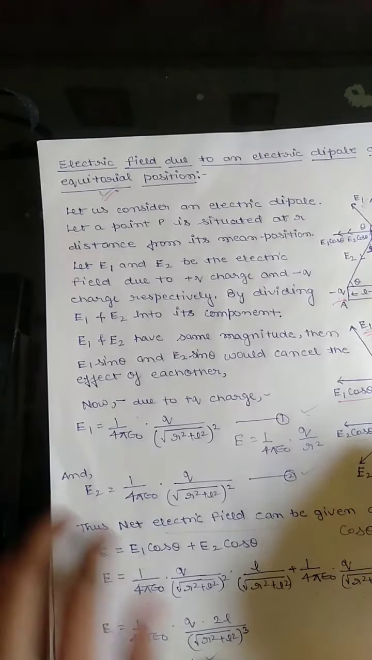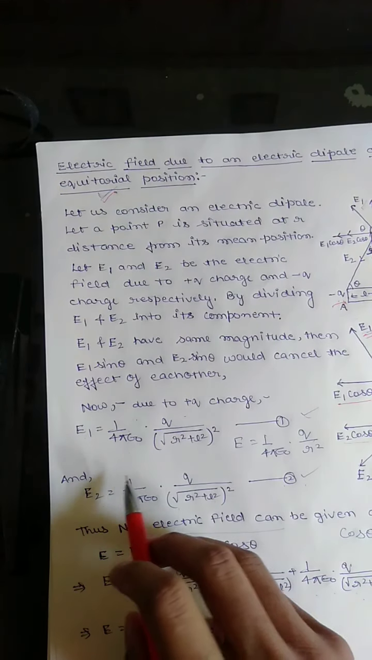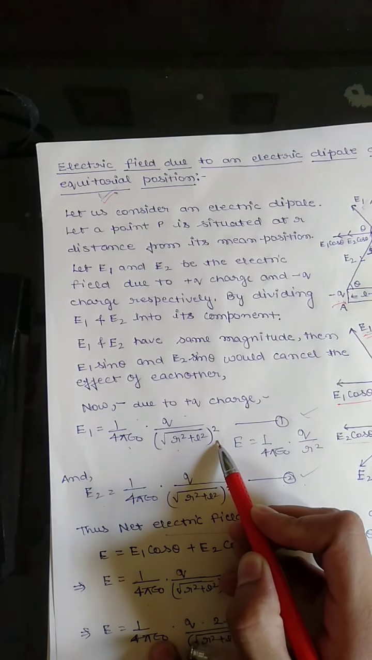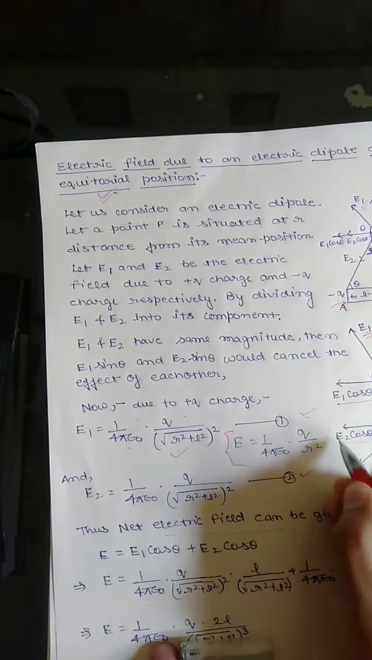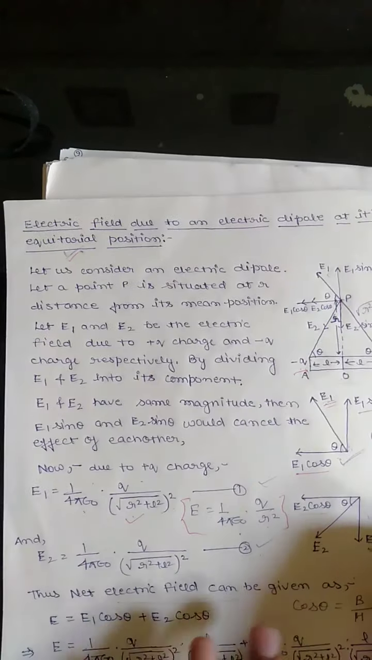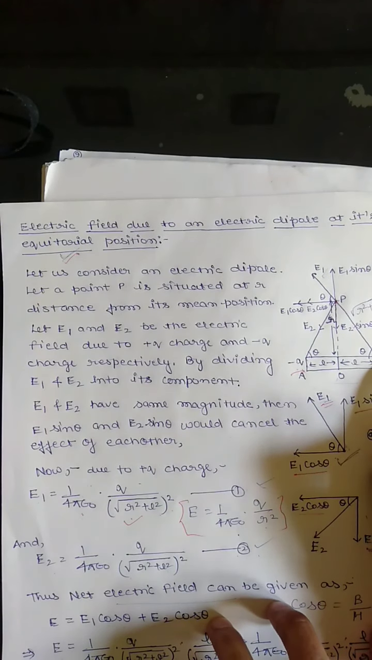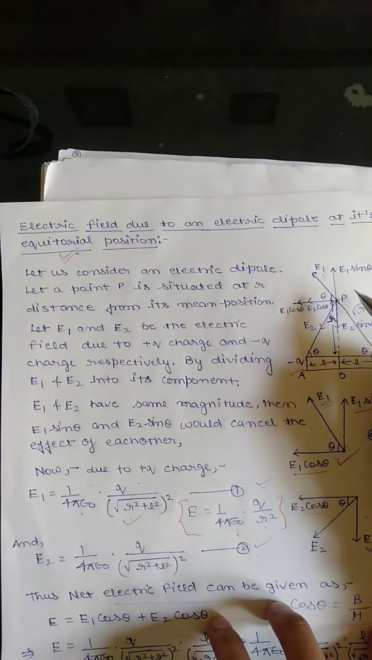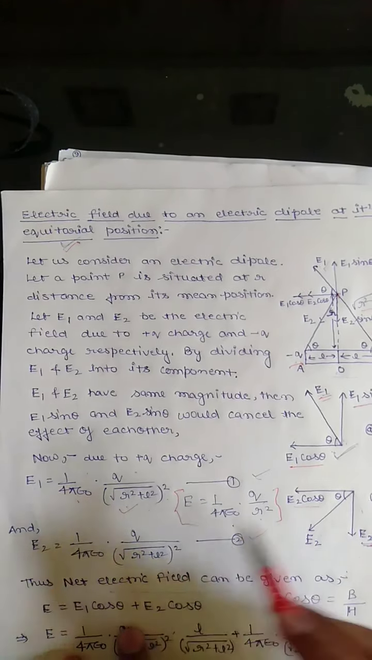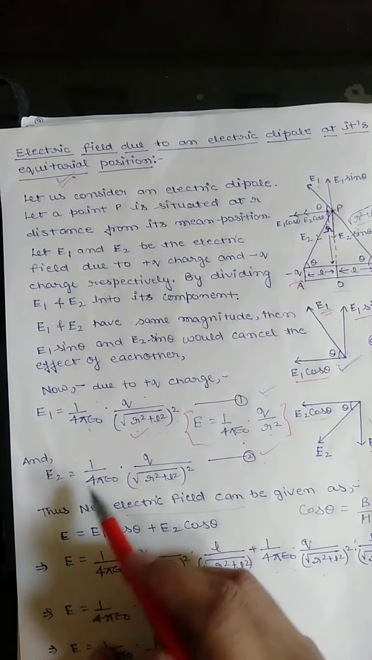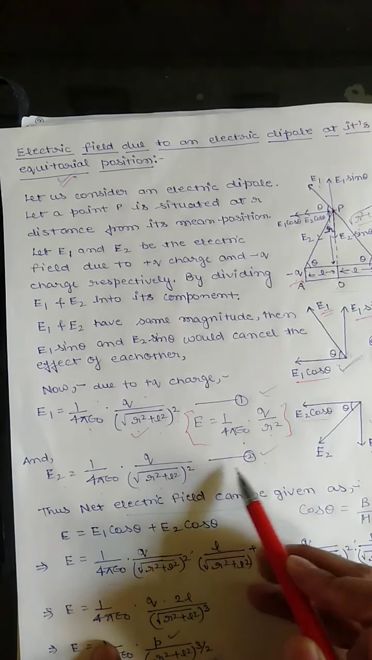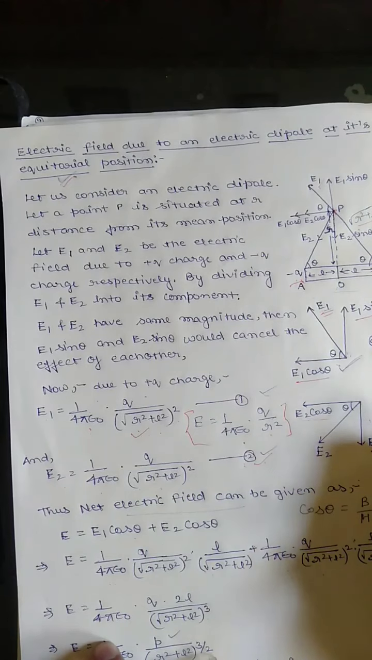Now we can conclude that due to plus q charge, E1 is equal to 1 upon 4 pi epsilon naught, q upon (under root r square plus L square) whole square. It comes from the formula E is equal to 1 upon 4 pi epsilon naught q upon r square, as we know. Here E1 forms a right angle triangle, and we know that this arm, PB, behaves like the hypotenuse. That is why it works out as under root r square plus L square. Similarly, E2 is equal to 1 upon 4 pi epsilon naught q upon (under root r square plus L square) whole square. We can consider it as the second equation.